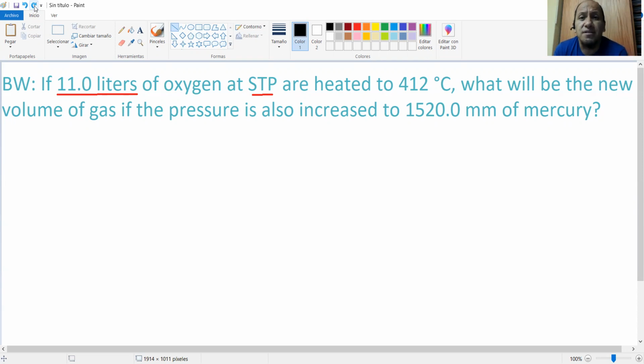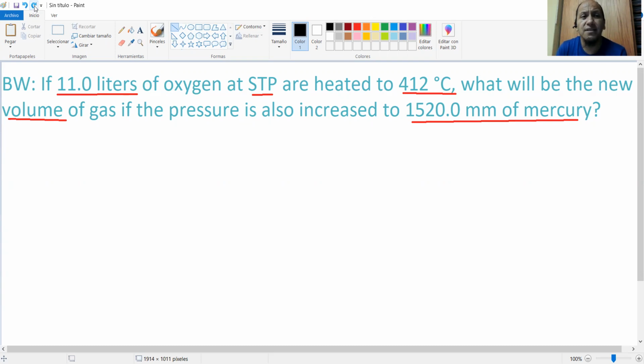And also it says it's heated to 412 Celsius degrees, which is another temperature. And it's asking for the new volume. So you underline that because you're looking for volume 2, since you've got volume 1. And then they're giving you the pressure 2. So that will be the next step, reading the information carefully.